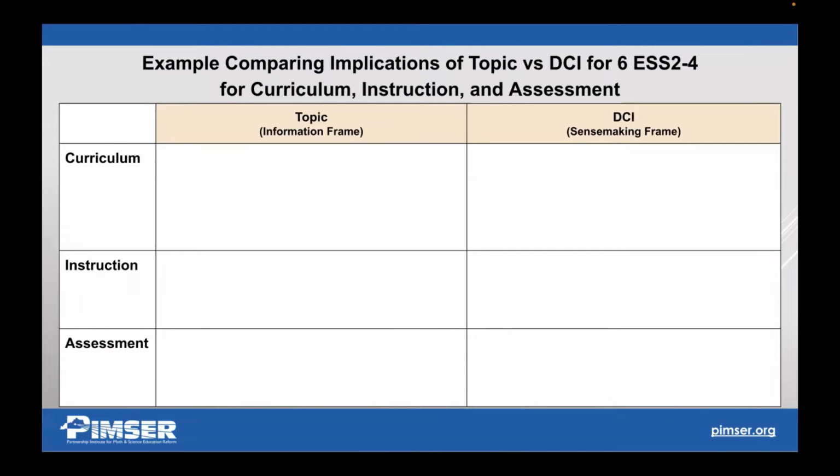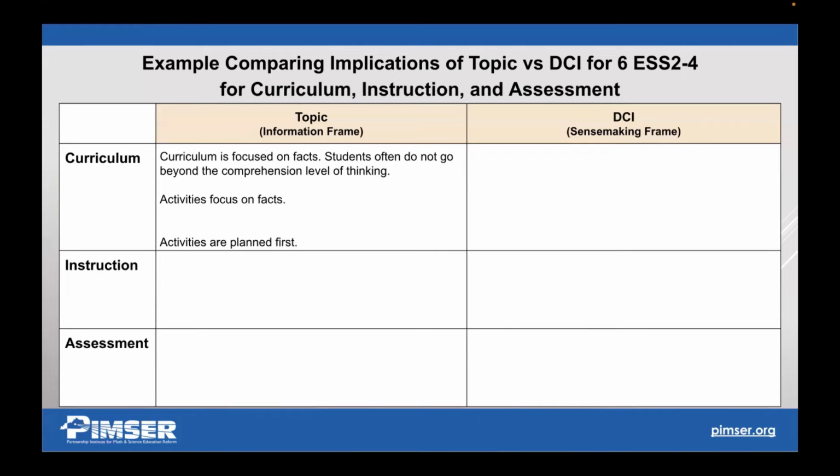So as we're working on this, see how your ideas compare with my thinking. I was comparing implications for topics versus disciplinary core ideas using a sixth grade Earth Space Systems standard 2-4. So thinking about just a topic for the curriculum, that means I'm going to be focused mostly on facts. The students often don't go beyond a comprehension level of thinking because it's just focused on knowing some things.